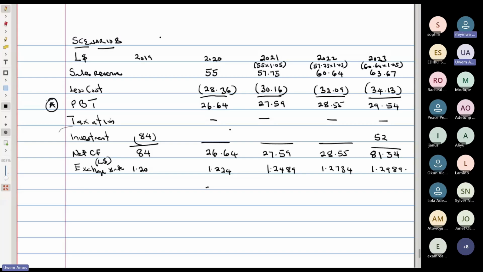Once we are done with the income statement part, we would then be able to move to the investment part, which is the final part. So that's what we're going to do. So let's begin with the first part.